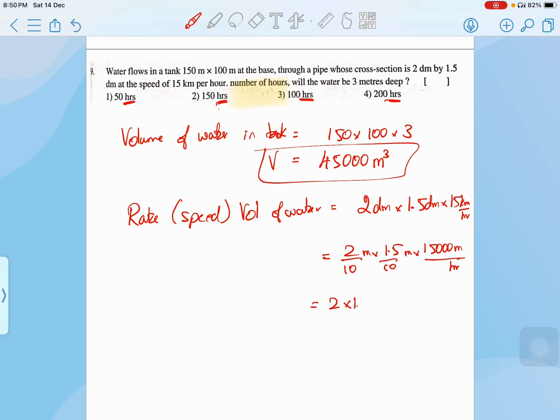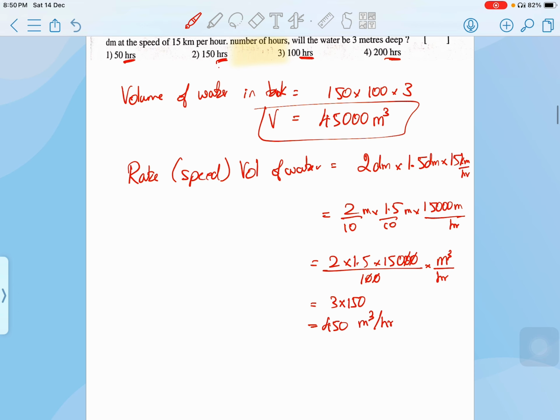So 2 into 1.5 into 15,000 divided by 100 is meter cube per hour. So in this, the 100 cancels. 2 into 1.5 is 3, into 150. So we'll get 450 meter cube per hour. That means the volume of water coming in 1 hour is 450 meter cube.